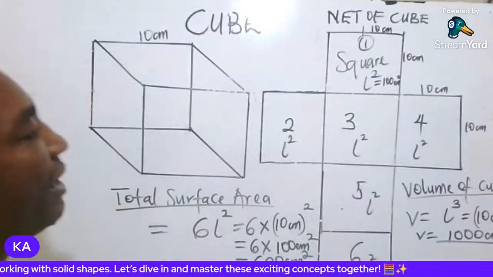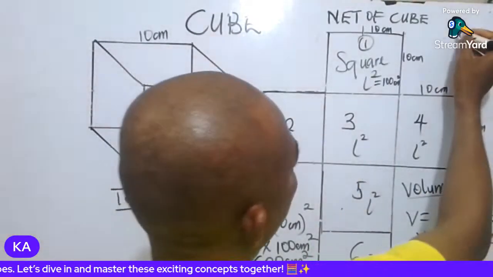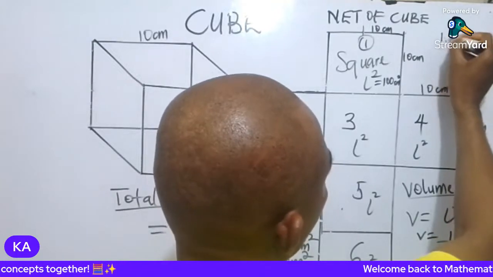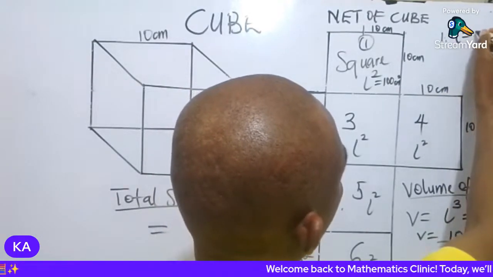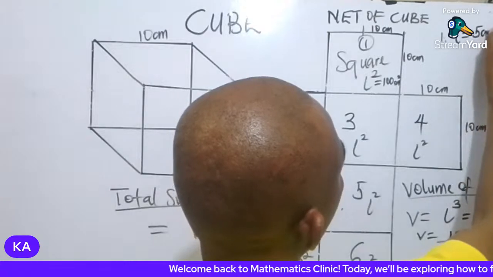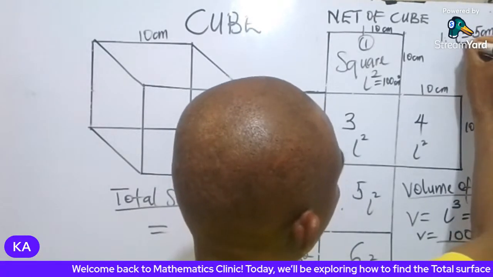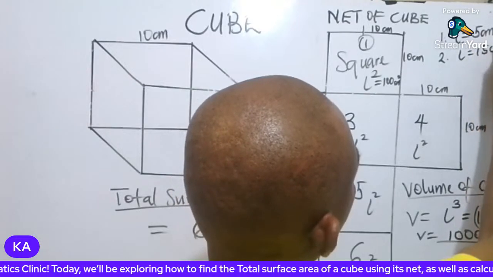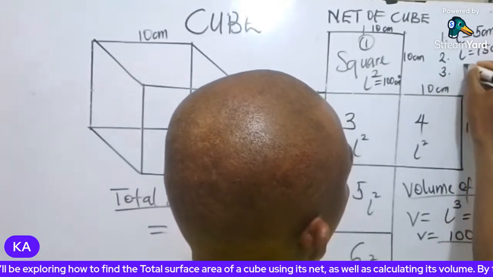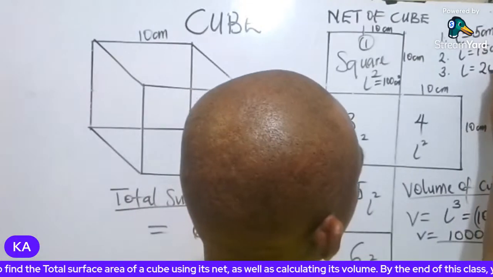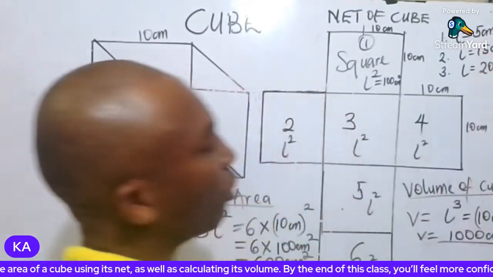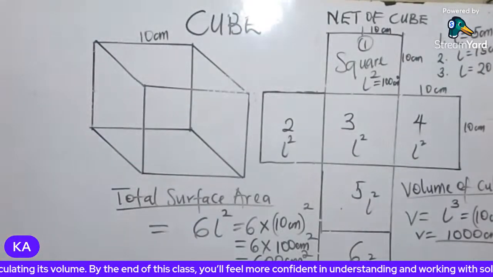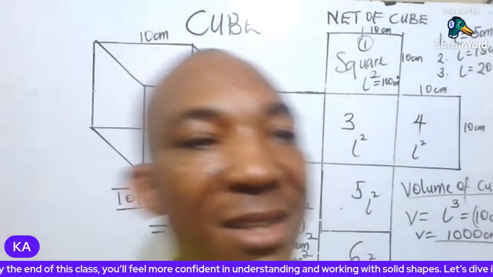I'm going to leave you with these exercises. You solve these and put your answer under the comment section. Number 1, if the length of a cube is 5 centimeter, what is the total surface area? Number 2, if L is 15 centimeter. Number 3, if L is 20 centimeter. So find the total surface area of each of the shapes and put your answer in the comment section.